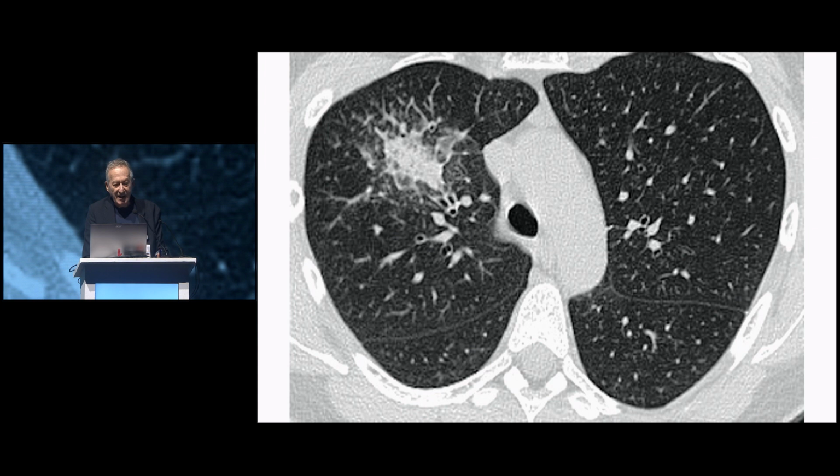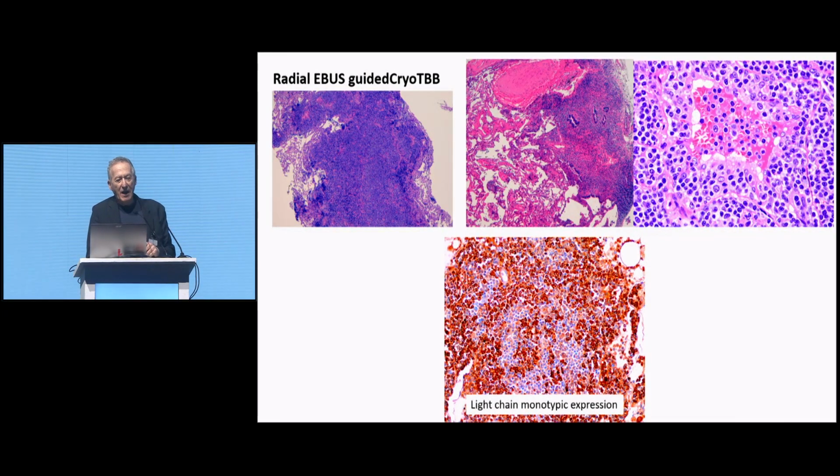This was a case with a perilymphatic distribution of the lesion. Cryobiopsy was diagnostic because the lymphoid infiltrate is mainly around the bronchovascular sheath and beneath the pleura. Light chain monotypic expression can be easily demonstrated in lung tissue.